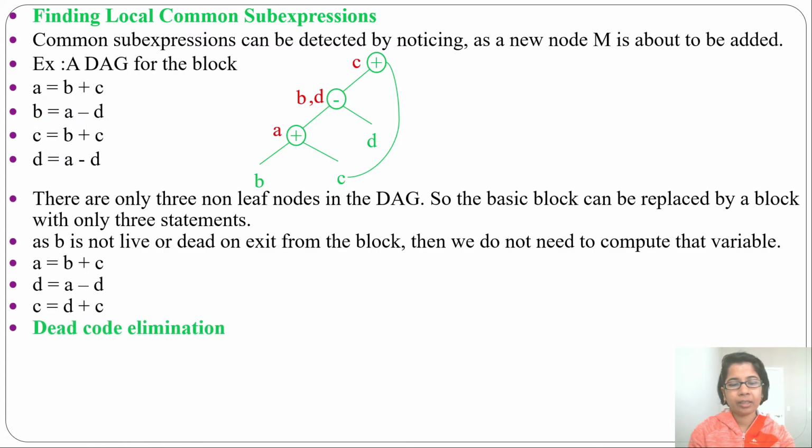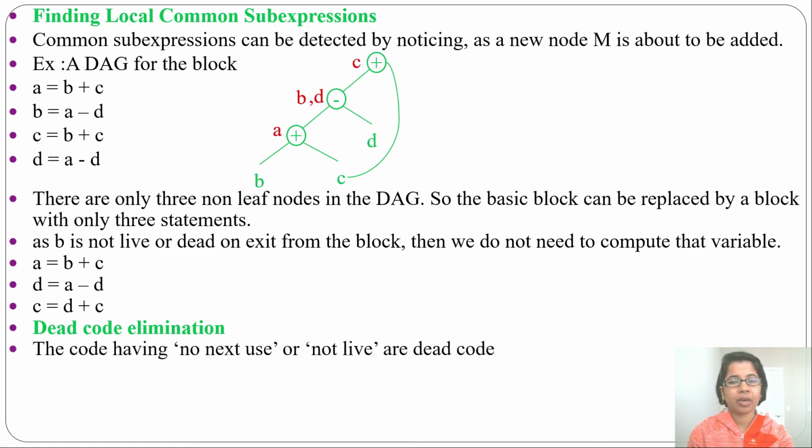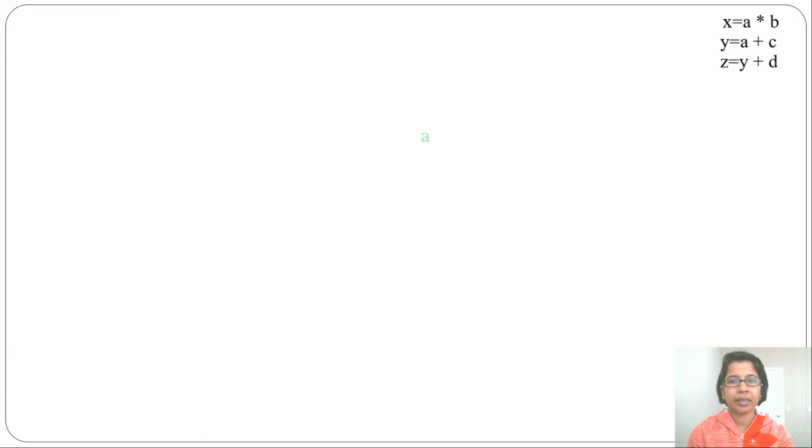Next, dead code elimination. What is dead code? The variable which has no next use or is not live is called a dead code. Let's take an example. X equal to A multiplication B, Y equal to A plus C, Z equal to Y plus D. First I will construct the DAG for this. Then from the DAG I will identify which is a dead code.